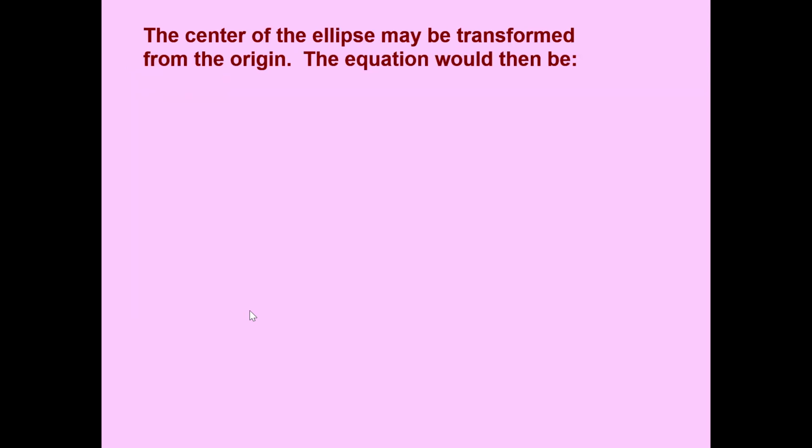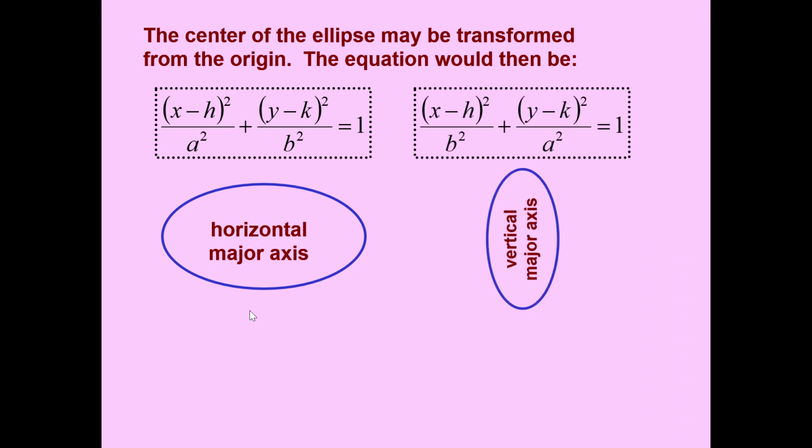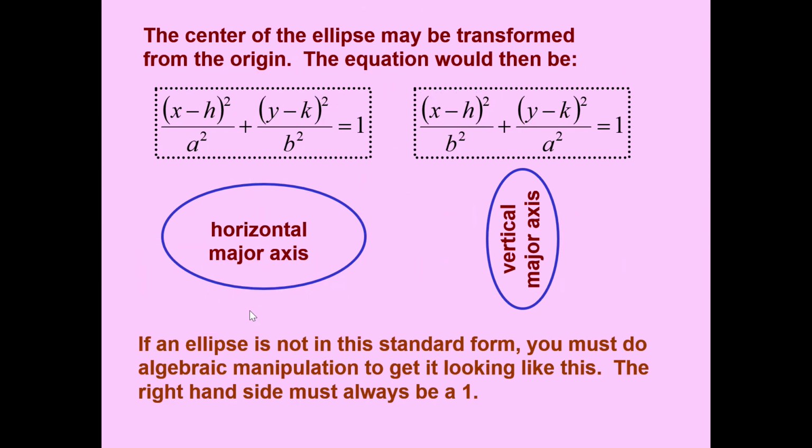The center of the ellipse can be transformed from the origin. The equation would then be, in this case here, a is larger, so spread out along the x-axis. And in the next one here, a is larger and is spread out over the y-axis, in the y direction. If an ellipse is not in standard form, you must put it in that form. The right-hand side must always be equal to 1.